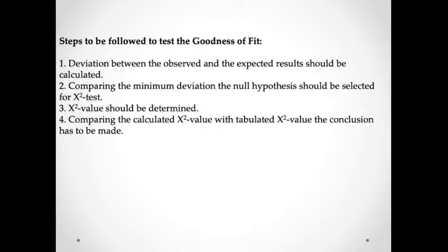We do it by checking the deviation first: the deviation between the observed and expected results should be calculated, then the minimum deviation of the null hypothesis should be selected for the chi-square test, then chi-square should be determined, and this value has to be compared with the tabulated value. A conclusion has to be made then. So I will show you how it is done.